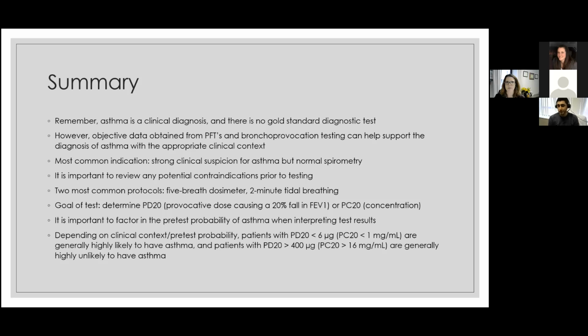Depending on the clinical context, pretest probability, patients with a PD20 less than 6 or a PC20 less than 1 are generally highly likely to have asthma. And patients with a PD20 greater than 400 or PC20 greater than 16 are generally highly unlikely to have asthma.